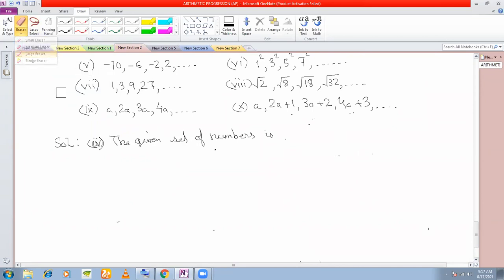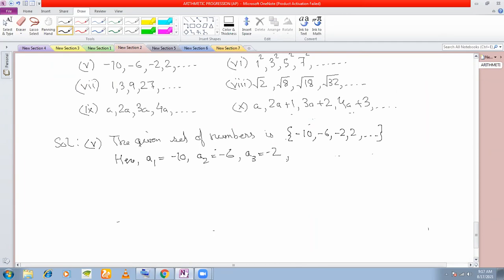This is number 5. The given set of numbers is -10, -6, -2, 2. Write down the terms here. A1 is -10, A2 is -6, A3 is -2, A4 is 2, and so on.